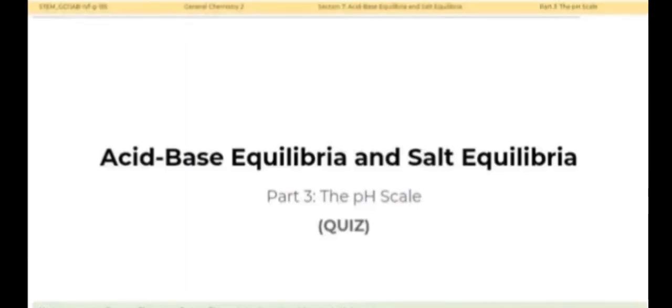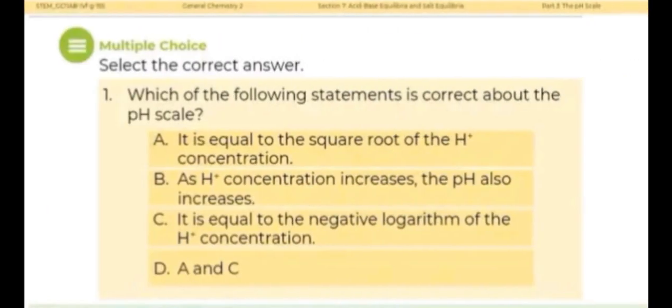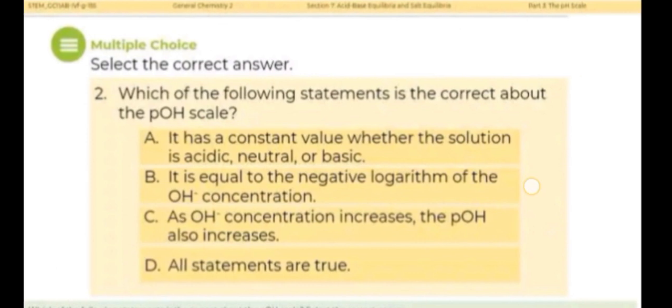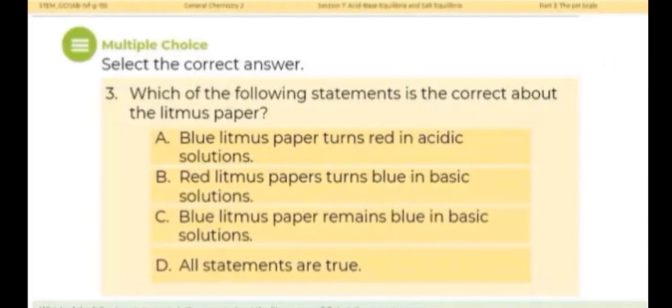This quiz is about the pH scale. Let's begin. Number 1. Which of the following statements is correct about the pH scale? Select the correct answer. Number 2. Which of the following statements is correct about the pOH scale? Select the correct answer. Number 3. Which of the following statements is correct about the litmus paper? Select the correct answer.